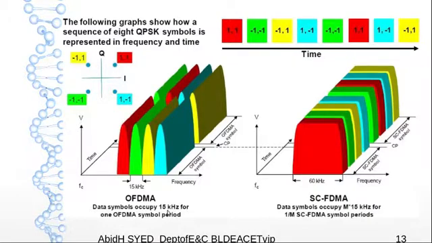So in short, we can say OFDMA is nothing but each data symbol occupying 15 kilohertz. Each data symbol, this is one, this is one, this is one, this is one, each occupying 15 kilohertz of bandwidth for one OFDMA symbol period. Now how is it different in SC-FDMA? In SC-FDMA, a data symbol occupies M times 15 kilohertz for 1 divided by M of the SC-FDMA symbol period.